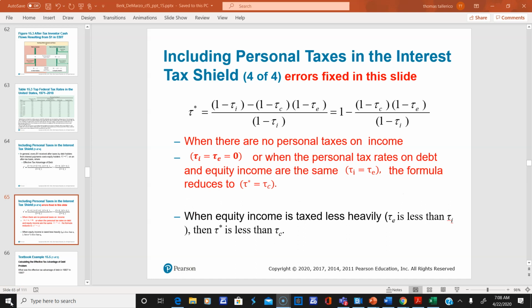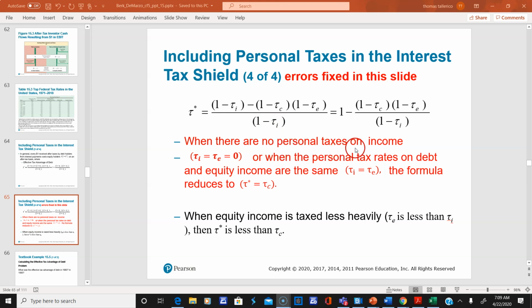So going back to slide 65, there were errors in the wording of this slide, which I fixed. If you compare it to the book, you'll see it matches well. It was bugging me. So here's the equation, and this is the important statement.